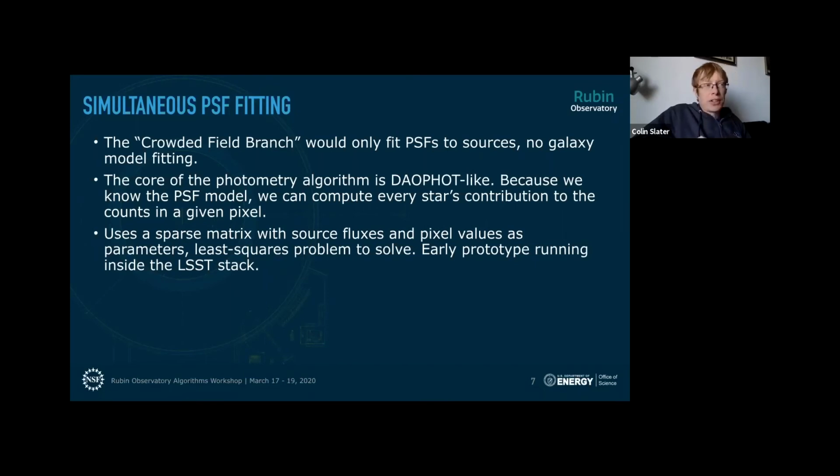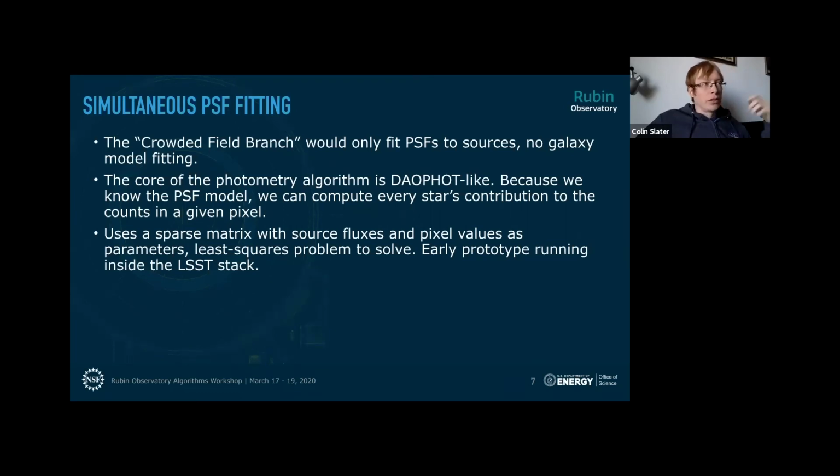And once I'm willing to go down that path of saying everything's got to be a star, the algorithm is well understood. This is based on DAOPHOT. It's been understood since about the late 80s and early 90s. Because I know the PSF model, I can compute every star's contribution to the counts in every other pixel over the entire image. And this boils down to a large matrix operation, which you can solve with off-the-shelf sparse matrix solvers.